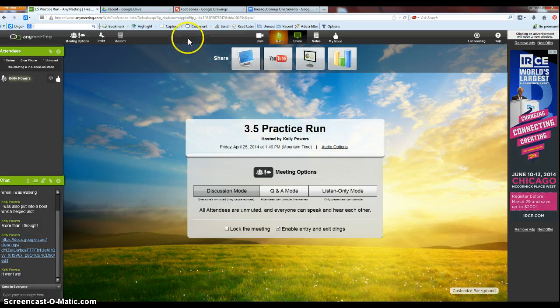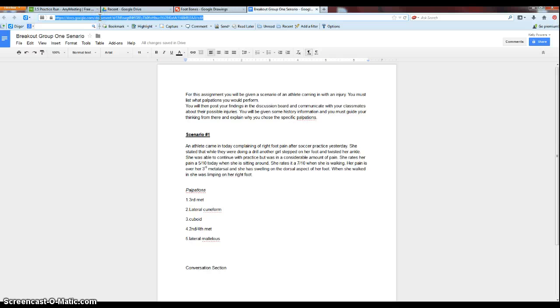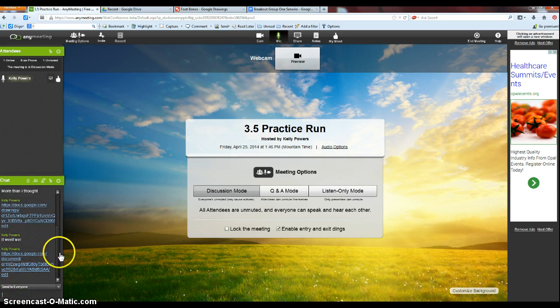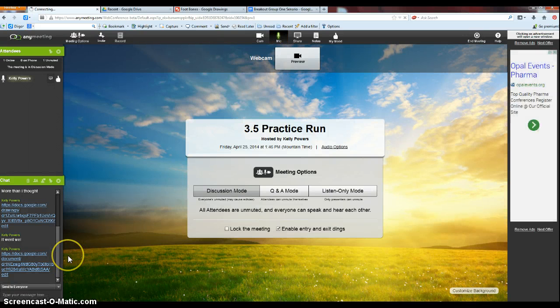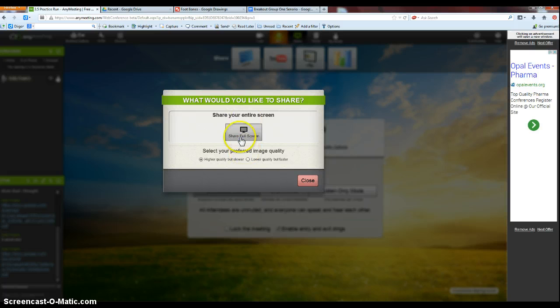So the next thing that I'm going to send you is your breakout activity. Over in the chat box, I sent you the new link to a Google Doc. This is going to give you a scenario that asks you to pick 5 palpations that you would palpate on the foot, judging by the person's pain. So I'm going to give you guys about 10 minutes to do that.